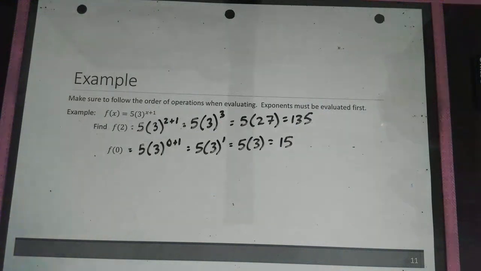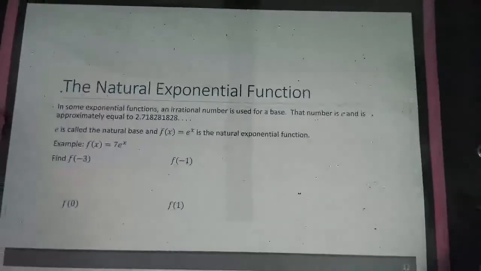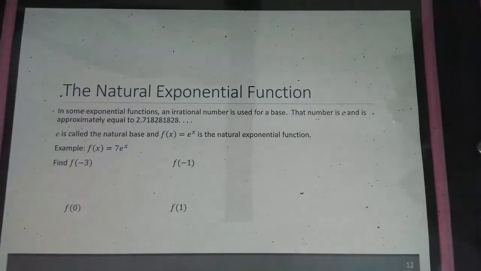There's one more exponential function we need to look at, and it's a very special kind. It's called the natural exponential function. It's going to use the number e. Yes, the number e. Kind of like how pi is irrational, and it's about equal to 3.14159. e is kind of the same idea.